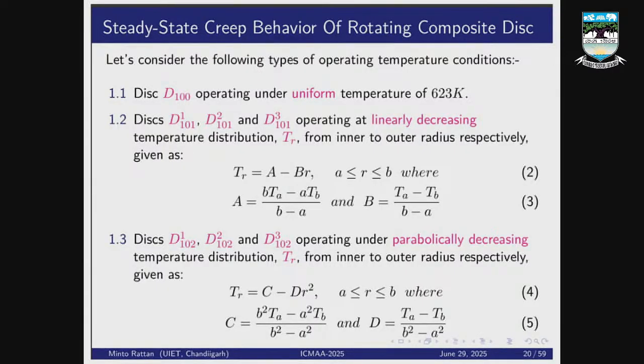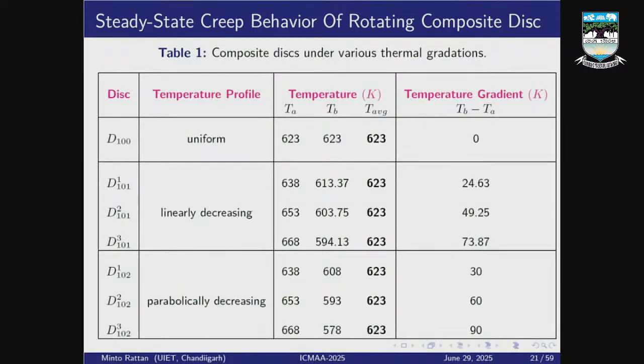For nonlinear profile, three discs operating under parabolically decreasing temperature distribution T have been considered, where T is given by C minus D R square, where the value of C and D can be calculated similarly using the values of inner radius, outer radius, temperatures at inner radius and outer radius. For various composite discs under various thermal gradation profiles, the values of temperature at inner radius and temperature at outer radius for discs are given in this table. We can take the value of operating temperature conditions according to the given table for uniform, linear and nonlinear temperature profiles.